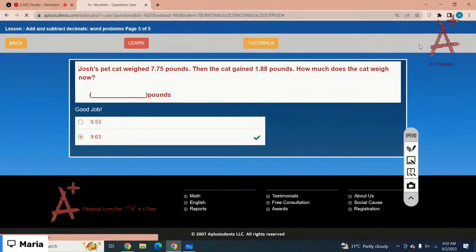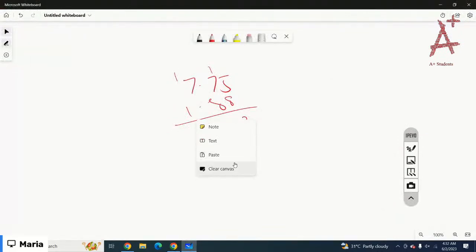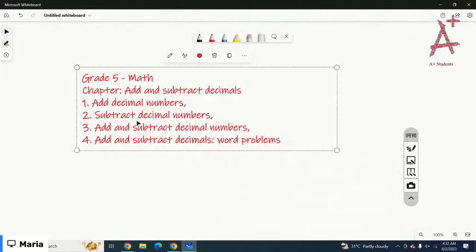Okay, we are done with the lesson. So we were working on grade 5 maths. The chapter we were working on is add and subtract decimals, and the lessons we have covered today are add decimal numbers, subtract decimal numbers, add and subtract decimal numbers, and the one we just did is add and subtract decimal word problems.